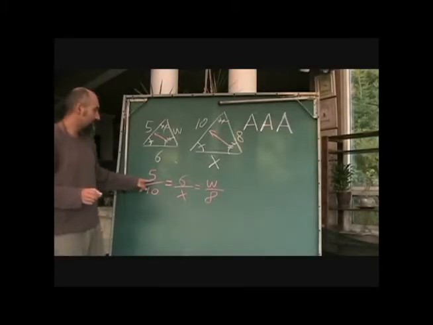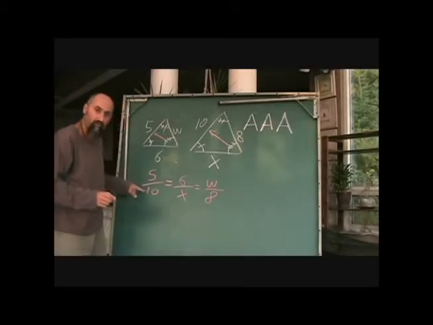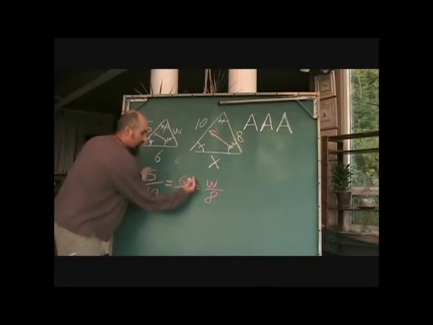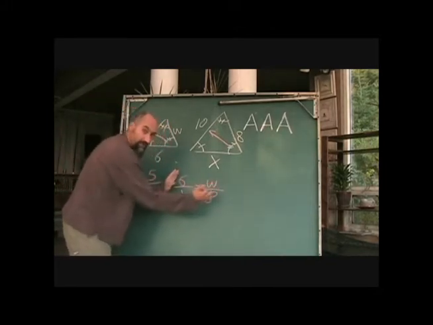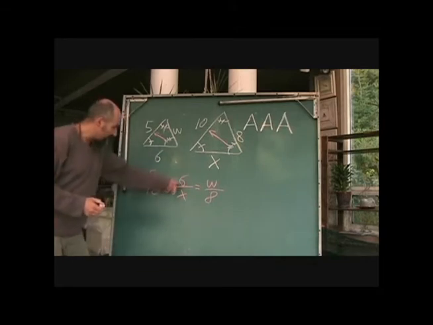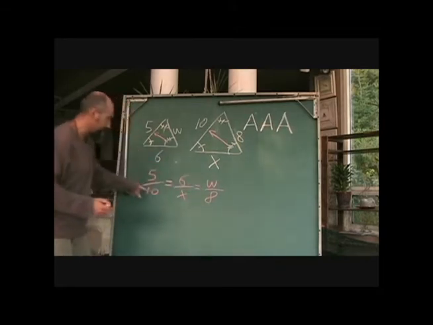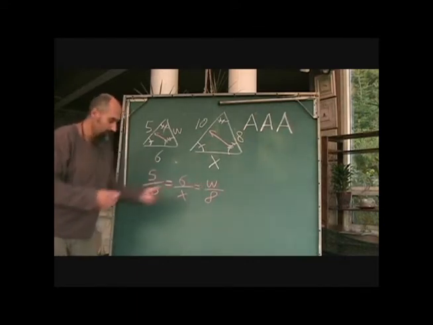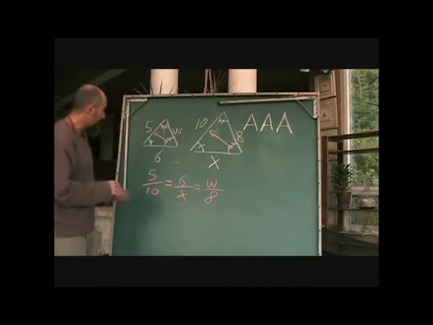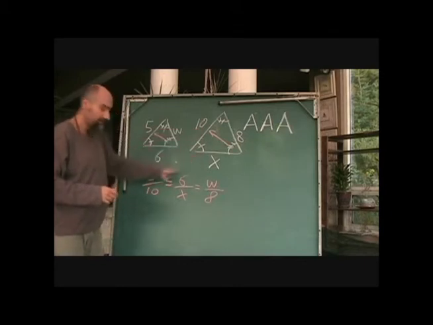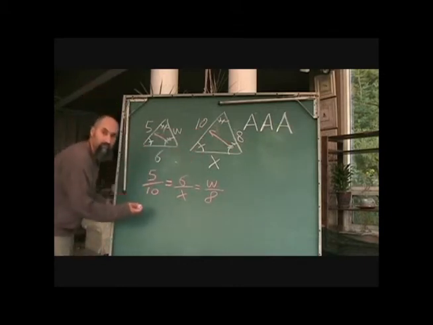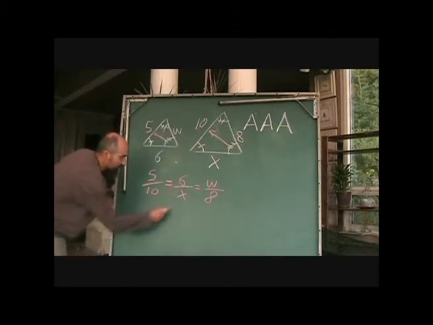Now, you can't solve this equation, all three of them, in one shot, because an equation basically means you're only solving with one equal sign. So what you can do is combine these two guys to solve for x, and then combine this guy and this guy to solve for w. So to solve for w and x, what you would do is say, okay, 5 over 10 is equal to 6 over w.